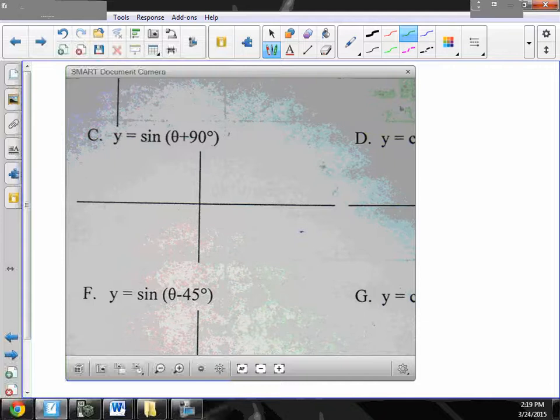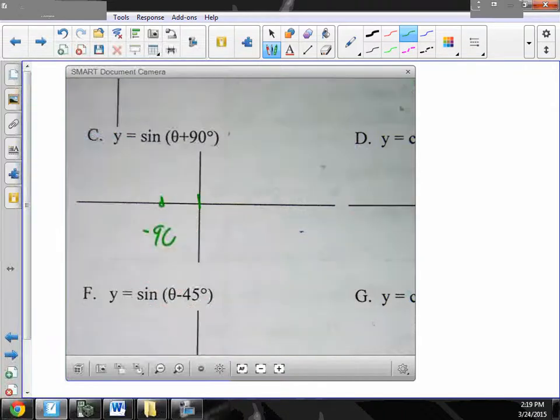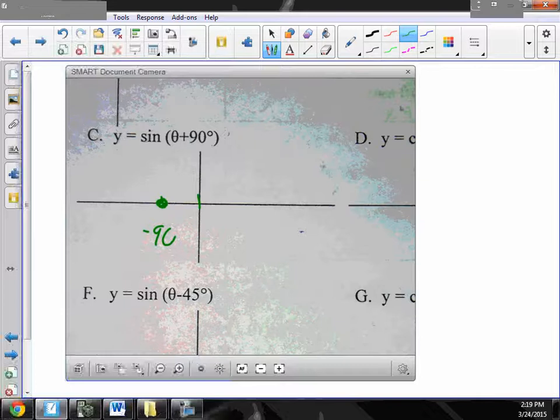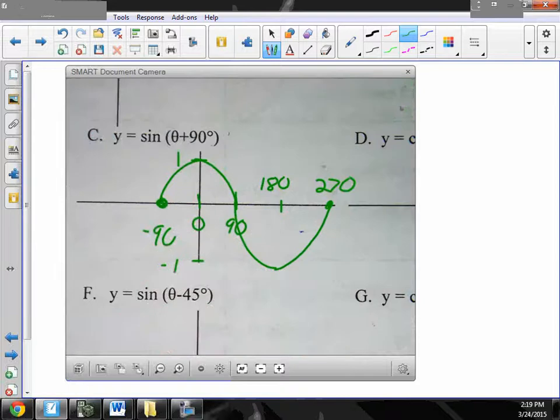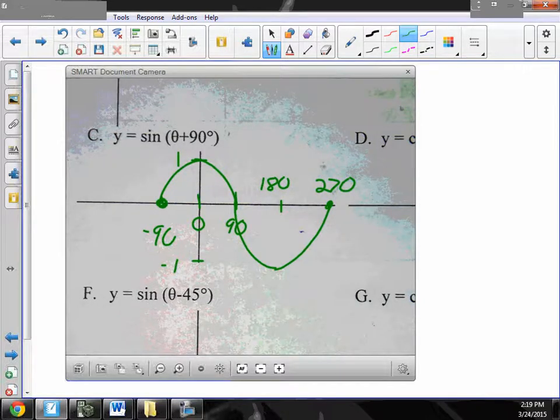So this is the sine of theta plus 90, which shifts everything left 90 degrees. Normally, sine would start at 0 on the midline, but now it's going to be at -90 for the midline. And then it's going to max out at 0 degrees up here at 1. It's going to come back down and hit the midline at 90. It's going to minimize at 180. And it's going to be back at the midline at 270. And again, this continues on forever. And if it makes you happy, you can draw arrows or not, whatever.